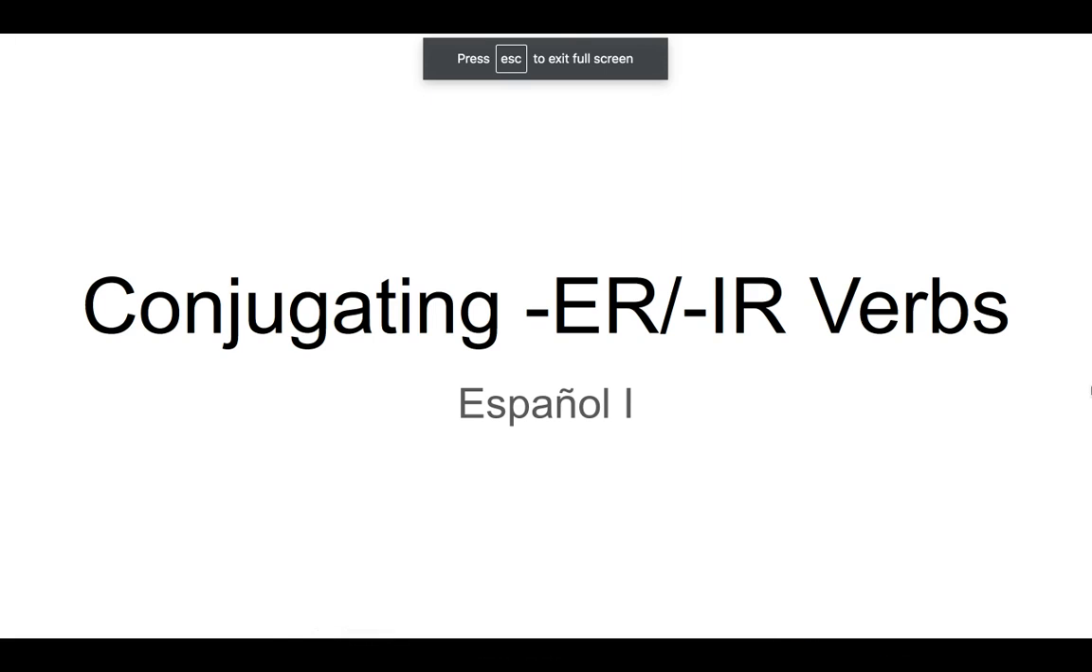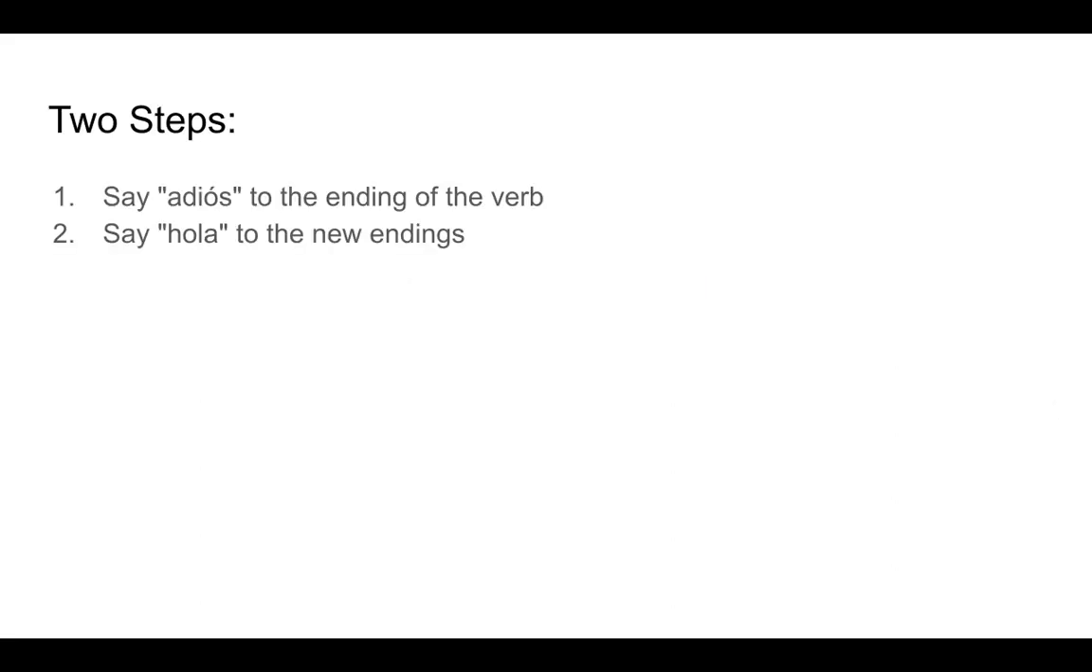In this video, we are going to review how to conjugate verbs that end in the letters ER and IR. We've already seen this pattern when we did the verbs that ended in AR, and we're going to follow the same 2 steps to conjugate these verbs. So first, let's talk about what those steps are.